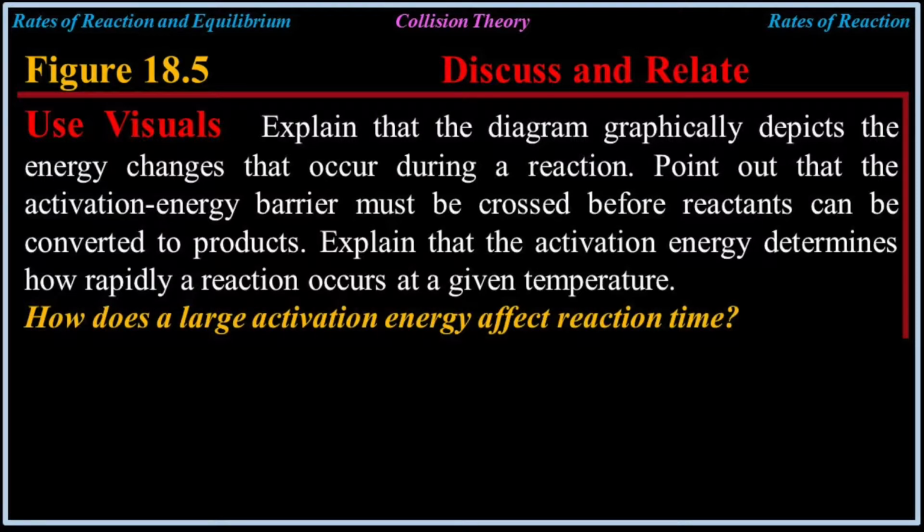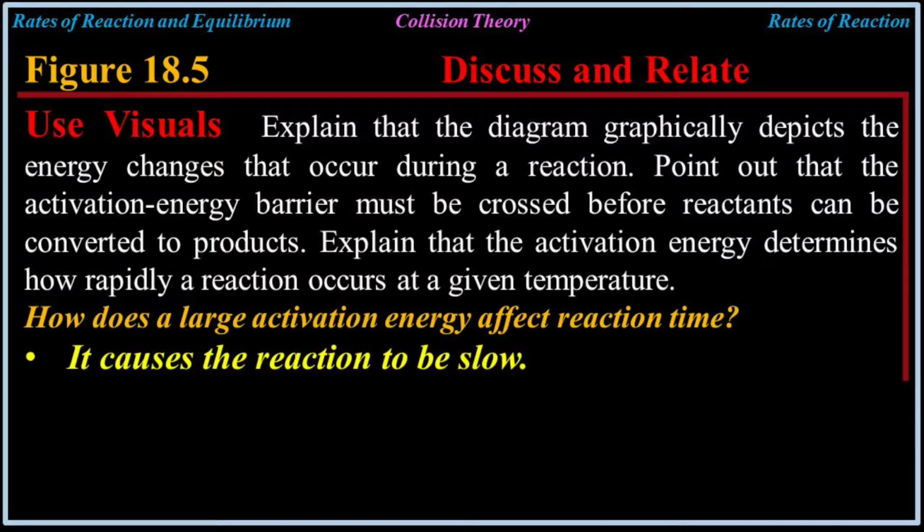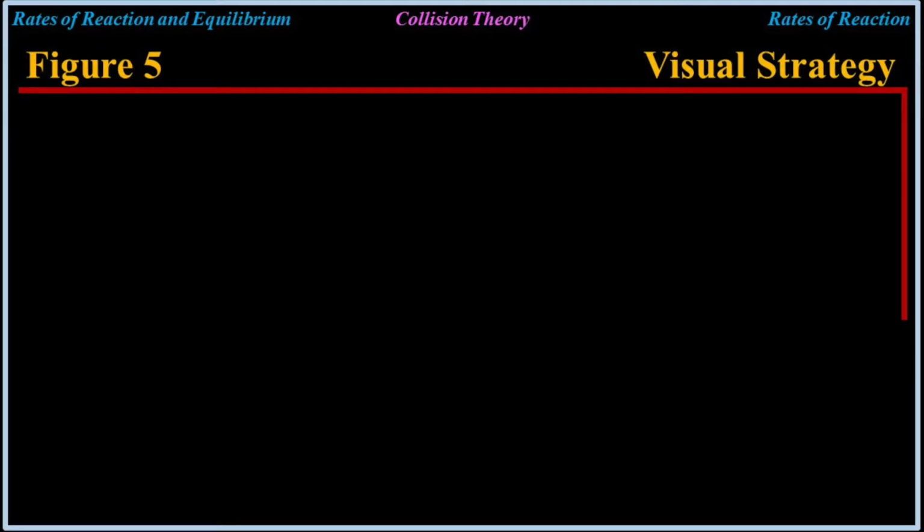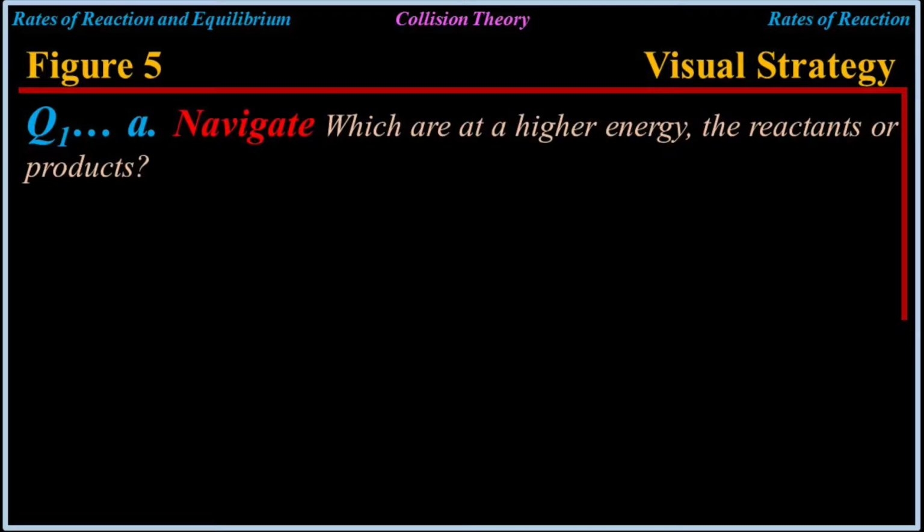How does a large activation energy affect reaction time? It causes the reaction to be slow. Why? Well, think about it. A few molecules collide with enough energy to form an activated complex. You have an intermediate reaction that's part of the deal. This is figure 5.